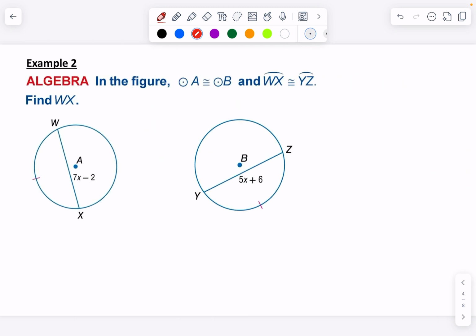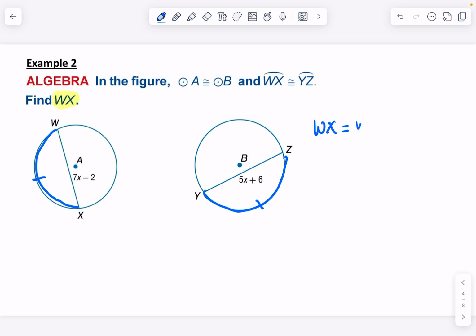Next example. In the figure, circle A is congruent to circle B. WX is congruent to YZ. I need to solve for WX, so keep that in mind. Once we solve for x, we're not done with the problem. So I have congruent circles. So congruent circles with these congruent arcs tell me my chords are equal. So WX has got to be equal to YZ.